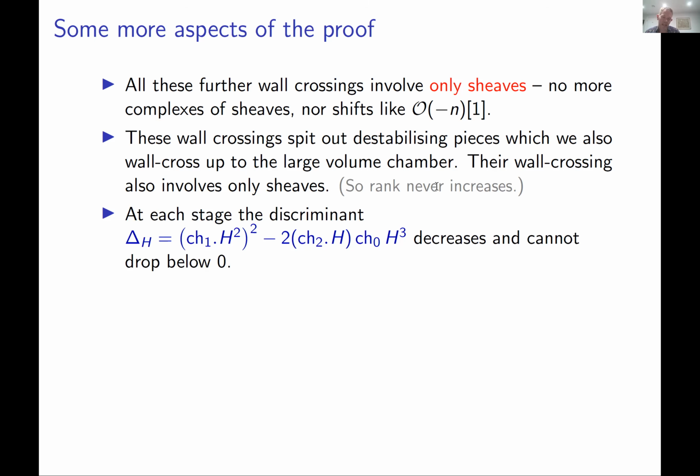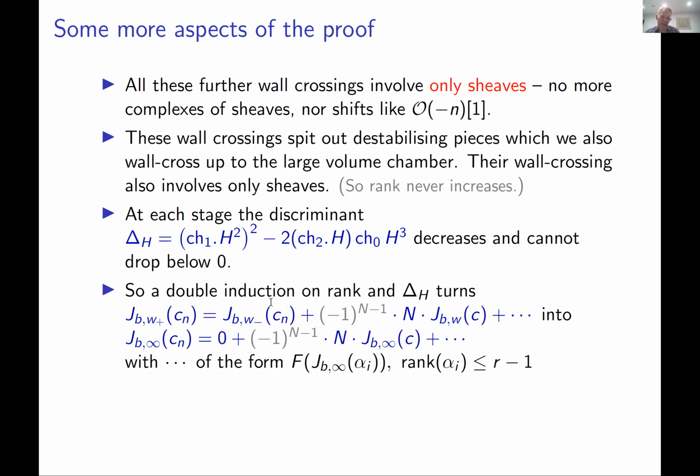But again, at each stage, we prove that even if the rank stays constant, some other topological quantity always decreases. Whenever you split into two or more pieces, this quantity called the discriminant always gets smaller in the pieces. The discriminant of the pieces is always smaller than the discriminant of the thing you started with. So we can do another induction on that quantity as well. And by doing a double induction on both of those, it turns our formula, which is here, into this formula here.